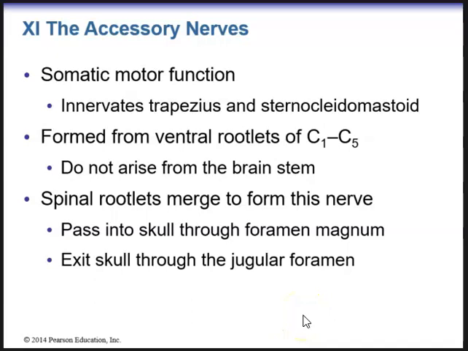Accessory nerve, also known as the spinal accessory nerve, has somatic motor function, will innervate the trapezius and the sternocleidomastoid muscles. When we want to check whether or not they have an intact spinal accessory or accessory nerve, we ask the patient to shrug their shoulders. So we know that it does provide motor innervation to those muscles.